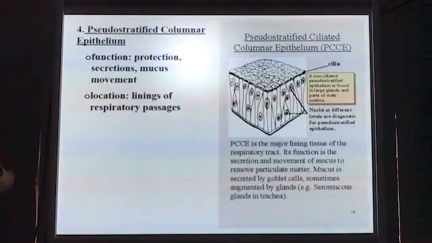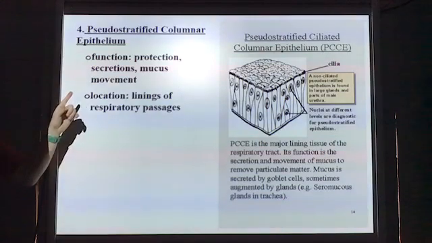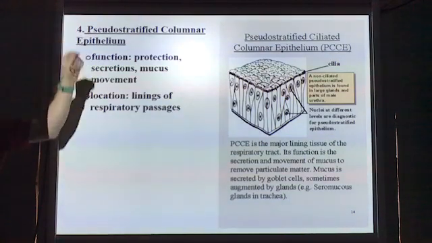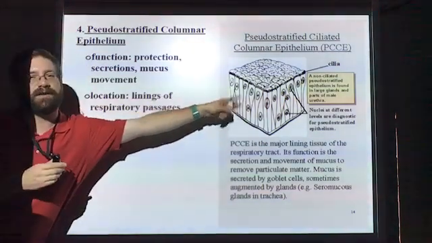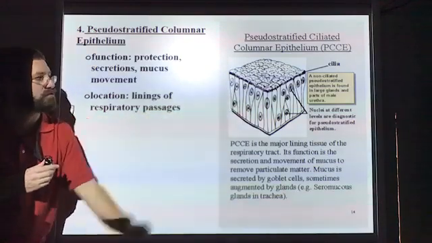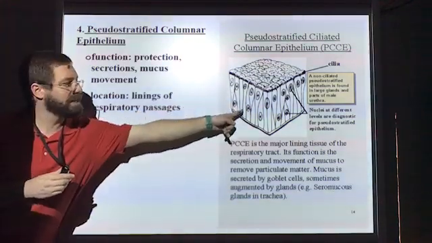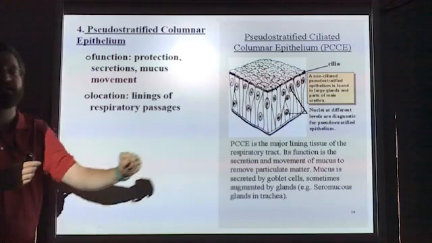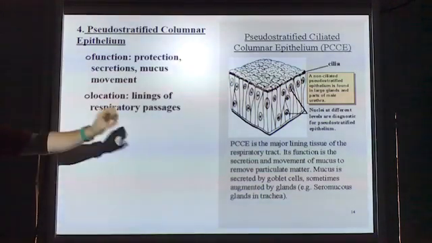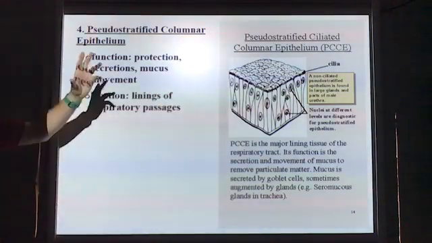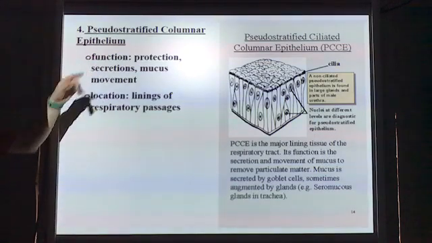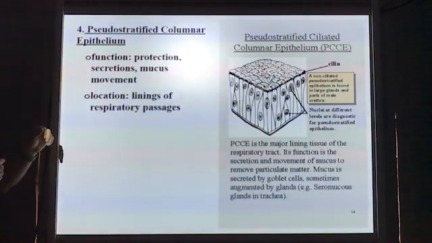All right. This is a little intimidating, but pseudostratified columnar epithelial. Think about what the word means. This is that fake stratified. Notice where the nuclei are, they're all over the place, multi-layers, right? But they're all attached. Every one of these cells is attached to the basement membrane. Pseudostratified columnar, they look like columns. They're taller than they are wide. Epithelial. Protection again, secretion, also mucus movement.